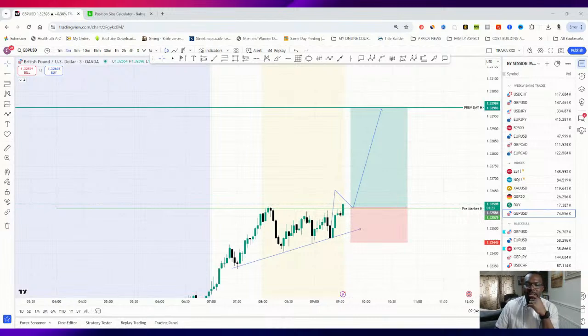A breakout is happening. Nice. Liquidity grab. Now watch. Guys, watch this. Let's see how the candle closed. Pay attention to the closure of the candle.